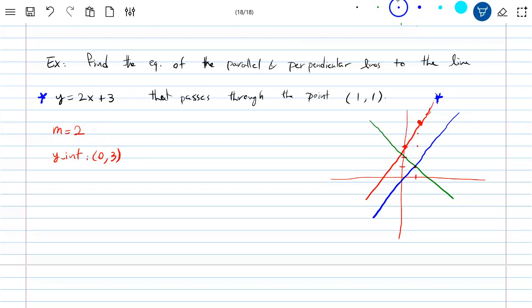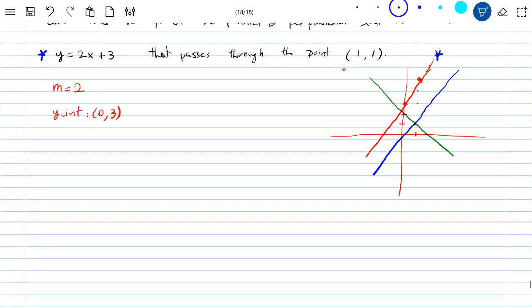The easiest one is the parallel line. So I'm going to use color blue to solve the equation for the parallel line. Okay, so what is the slope of the parallel line? Since it should be parallel to the red line, they must have the same slope, 2. Do I have a point on that parallel line? Yes, there is a point given, 1 and 1. So I use the equation of a line, y minus y1 equals m times x minus x1. This is the point-slope form of an equation. So y minus 1 equals 2 times x minus 1.